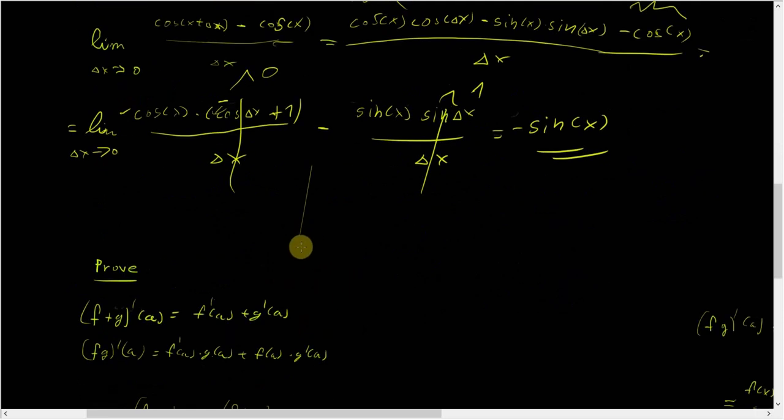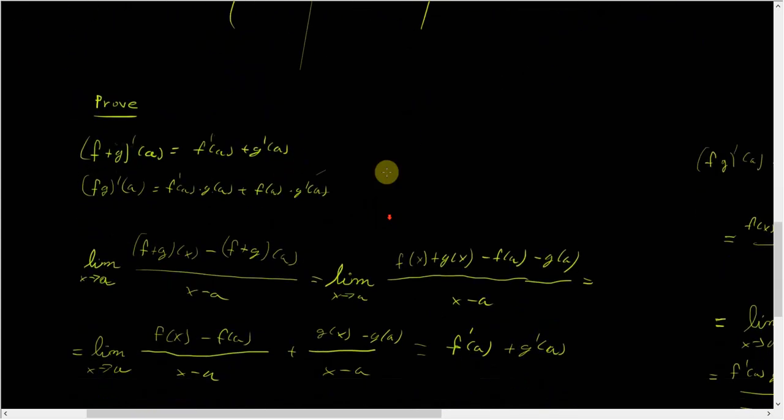It's quite easy. Now what I want you to do is prove these two statements. If we sum two functions and derive them, it is equal to the functions derived but separated. Or if we multiply two functions, it is equal to this. Can you prove this? If you can't, then I'll show you how to prove it.